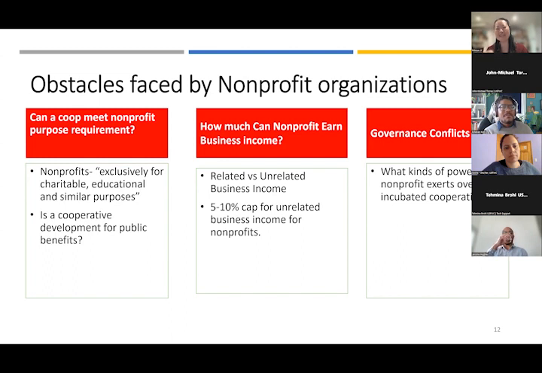Why? Because if they create a nonprofit, they can raise some funding from grants. But I think there are a lot of obstacles around what we should be doing in terms of helping to raise capital. And another obstacle is how much business income we can earn. Obviously, there are many different theories as to a 5 to 10% cap for unrelated business income for the nonprofit supporting the incubation of the co-op.